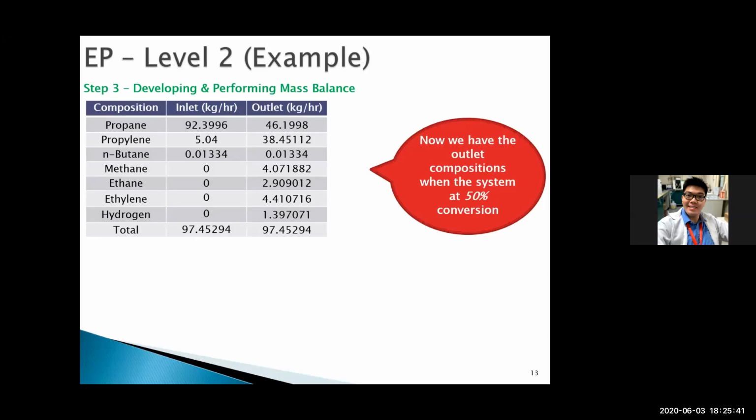So these are the inlet and the outlet in kilogram per hour, based on the 50% conversion and the selectivity calculation with respect to the extent of reaction. So the inlet and the outlet totals are the same.